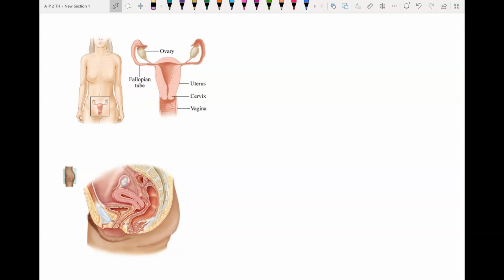Here is an overview of the female reproductive system. So we have here both a frontal and a sagittal view. We're going to begin with semen deposited in the vagina. So about right here is where semen would be deposited.